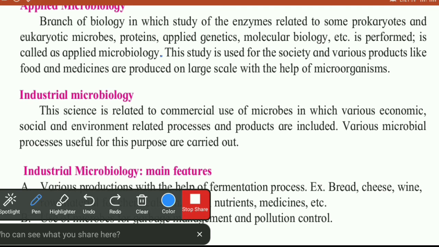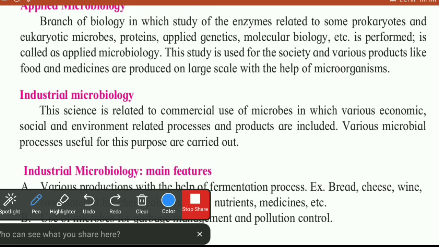This study is used in society for the production of food and medicine. There are microorganisms used in food and multiple microorganisms used in medicine. Examples of food are curd, yogurt, bread and cheese, which use microbes for production. Certain medicines are also produced from microorganisms, like penicillin and ampicillin.